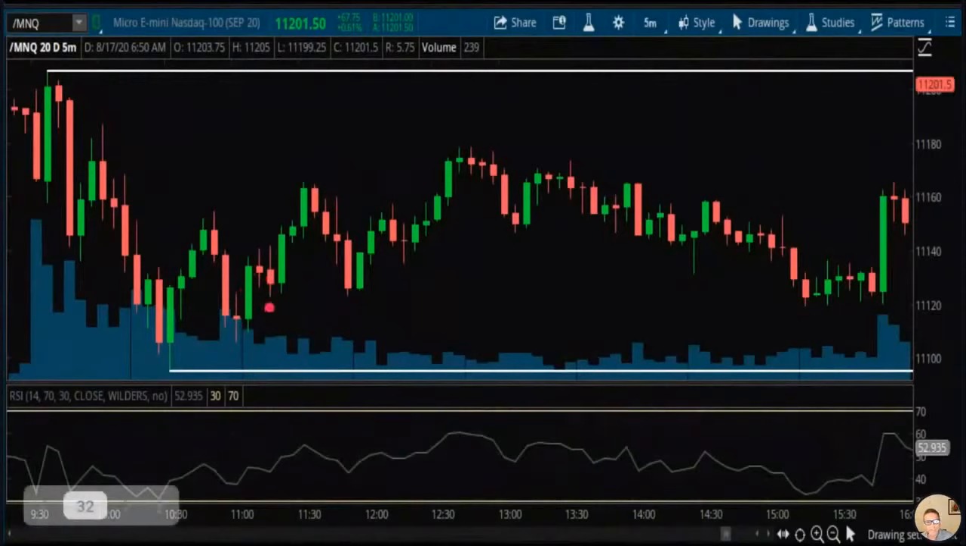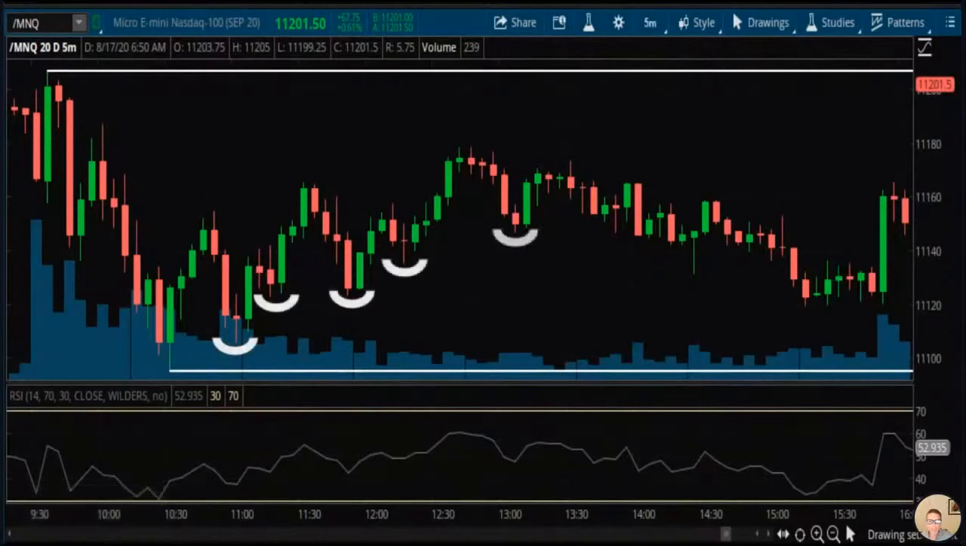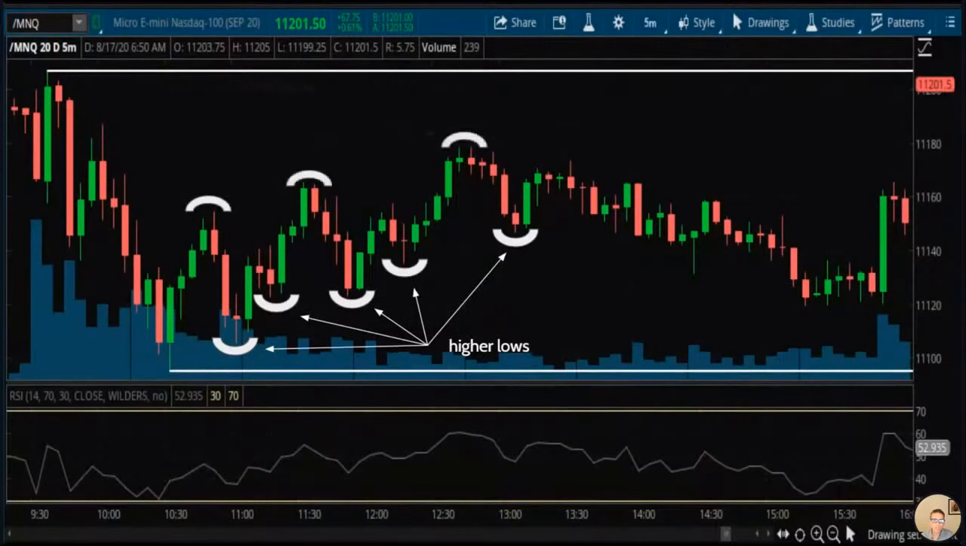So now this is a tradable position. And this is where you would take the trade, right at this green candle, at the earliest time you possibly can, all right? So let's look at what happened here. We had a series of higher lows, okay, that happened, and then another series of higher highs, right?